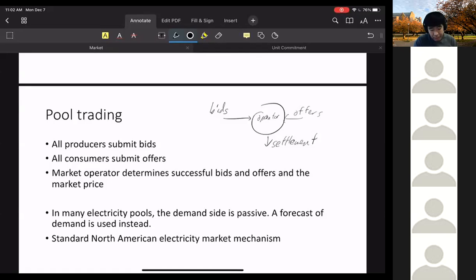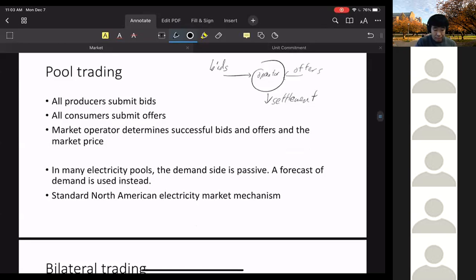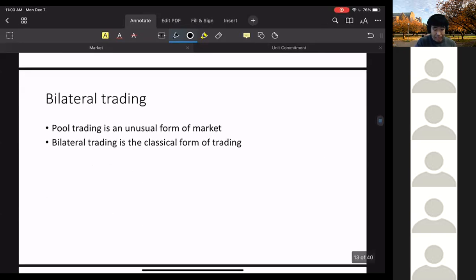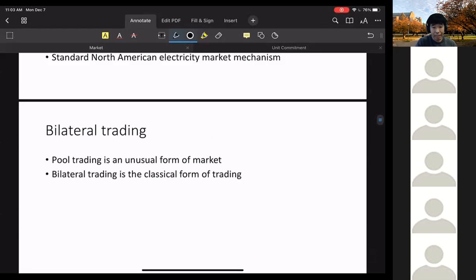And this is how a lot of times the North American electricity market works. So we'll have a spot market, and ahead of the spot market, we'll have some pool trading. Through this trading, we'll try to balance supply and demand and get some longer term certainty, right? You can think of this as a futures trade. And then another way to do this is called bilateral trading.